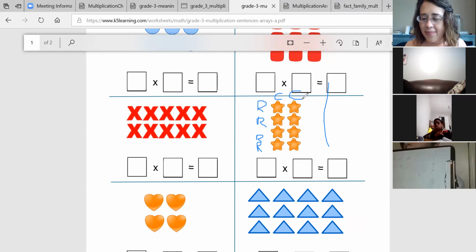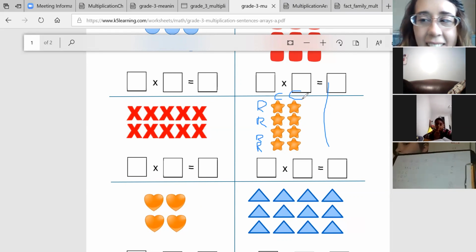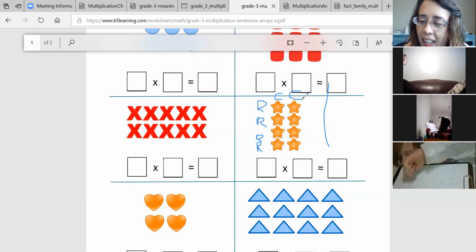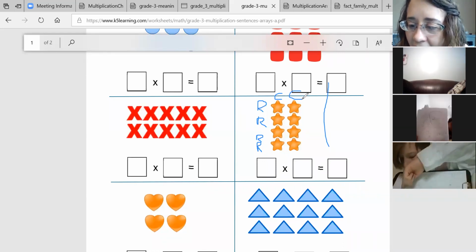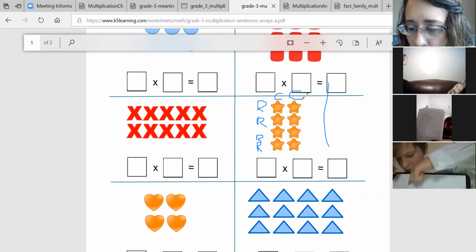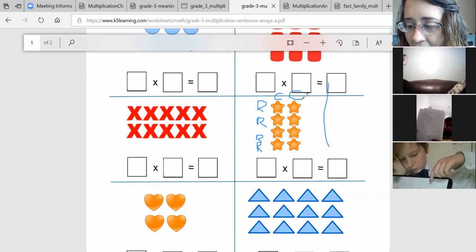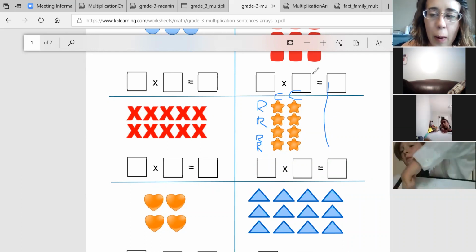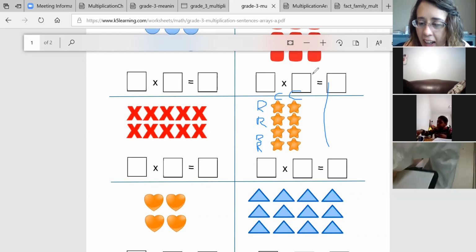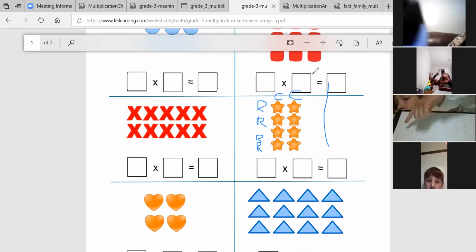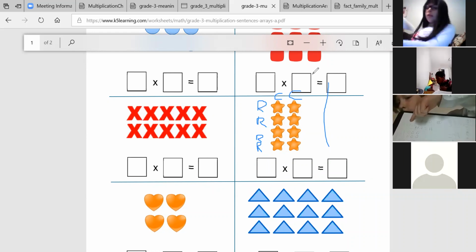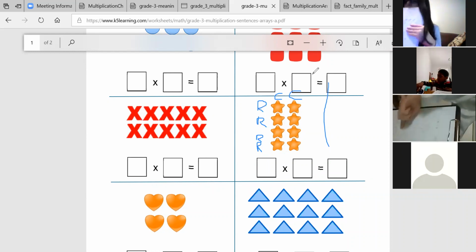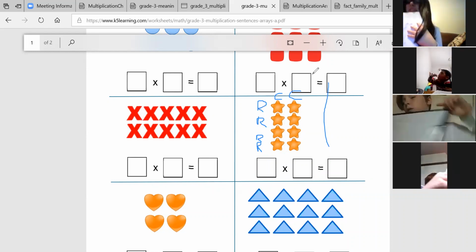I did the stars. Awesome, can I see? Okay, so you drew the stars, Jameer? Nice, Ashley. Good job, Rosie.